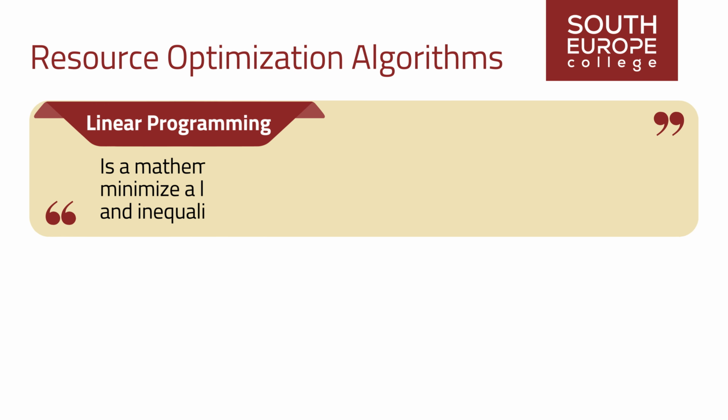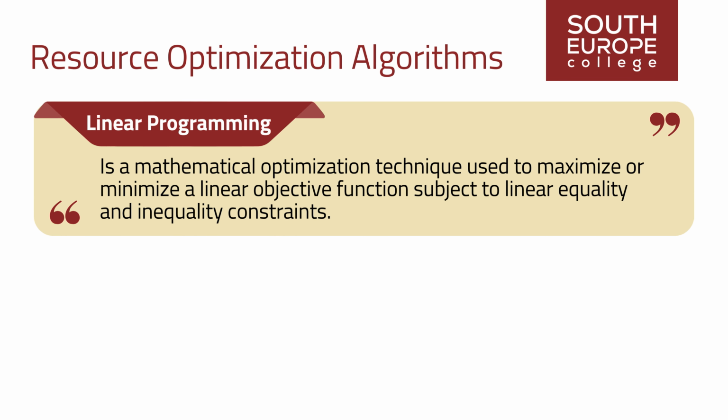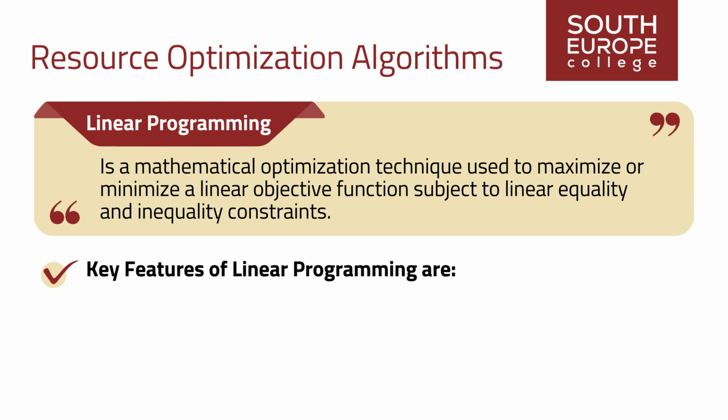Linear programming is a mathematical optimization technique used to maximize or minimize a linear objective function subject to linear equality and inequality constraints. In project management, linear programming can be applied to optimize resource allocation by formulating the problem as a linear optimization model. Key features of linear programming are: objective function.